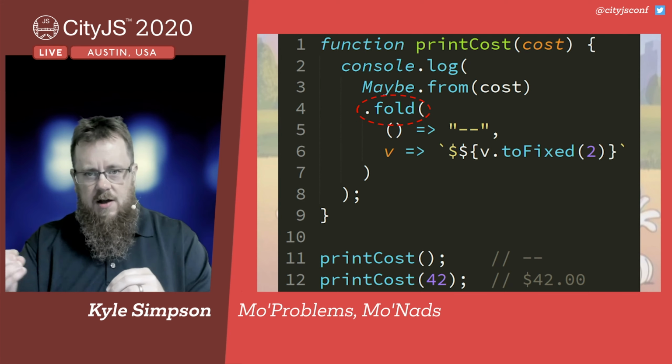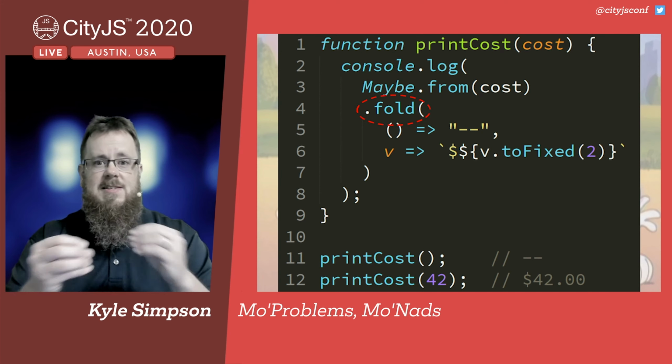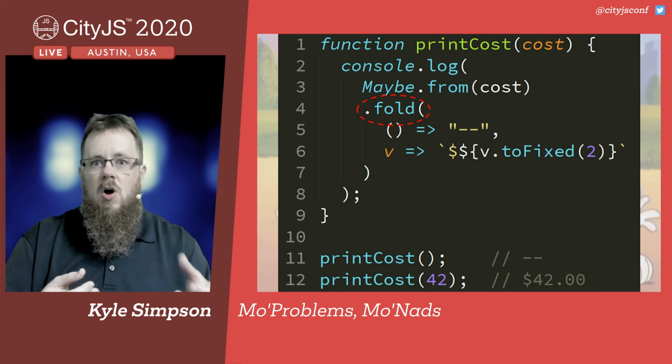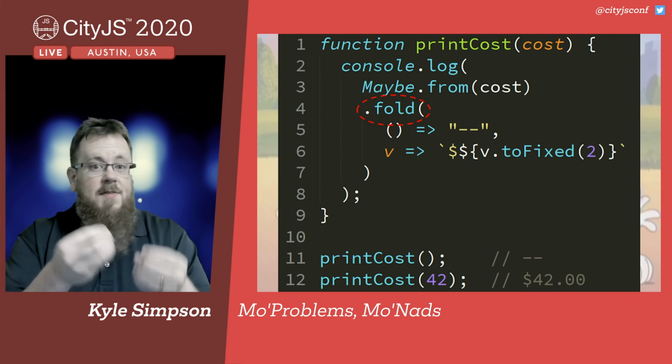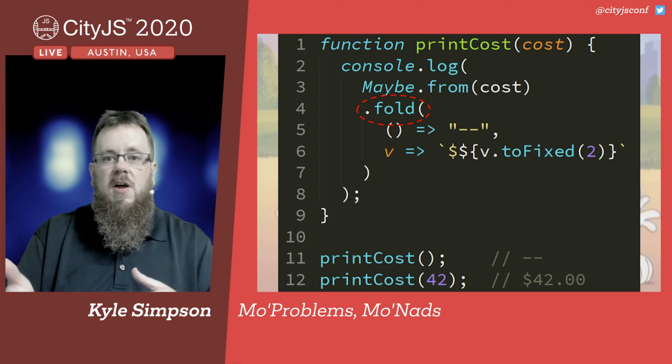It's either holding on to a value or it's holding on to a nothing. And this foldable says, let's select one of those two based upon what's inside it, and call one of these callbacks. So if the nothing is what's inside of it, like a null or an undefined, then we're going to invoke the callback from line 5.